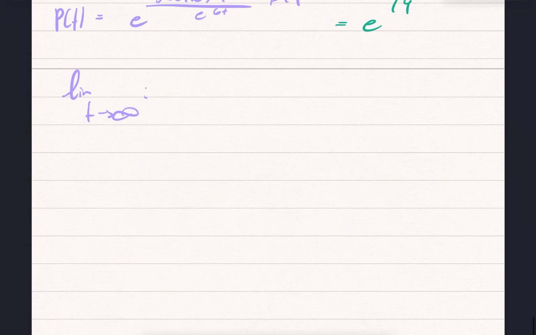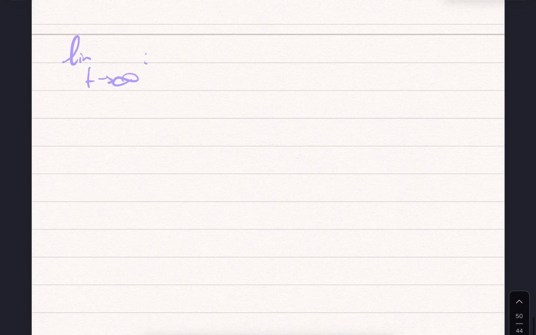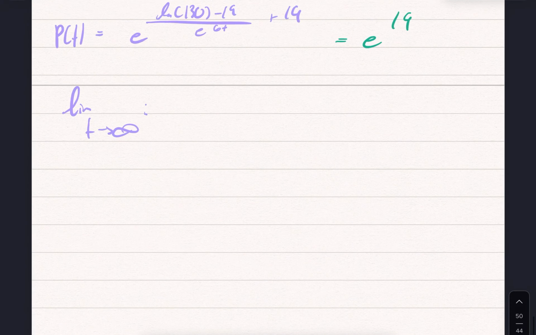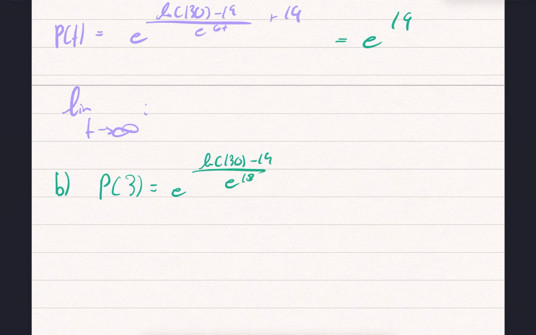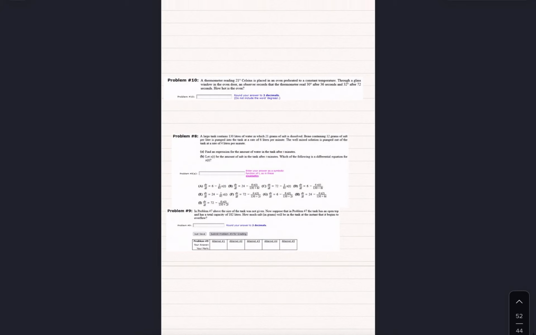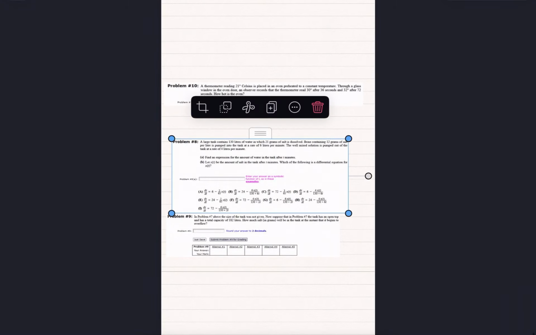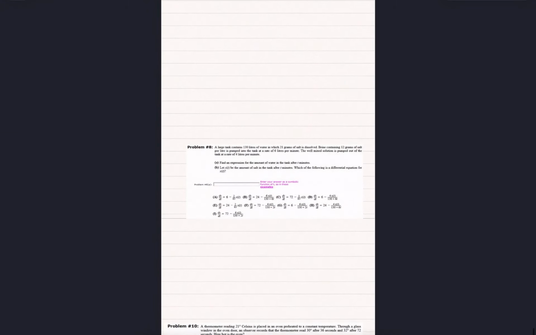And then they ask what is the value when the population at t equals 3, which is perfectly easy. So I'll have p at 3 equals e to the ln 130 minus 19 over e to the 18 plus 19. Cool. Okay, not so bad. Let's keep going to question 8.